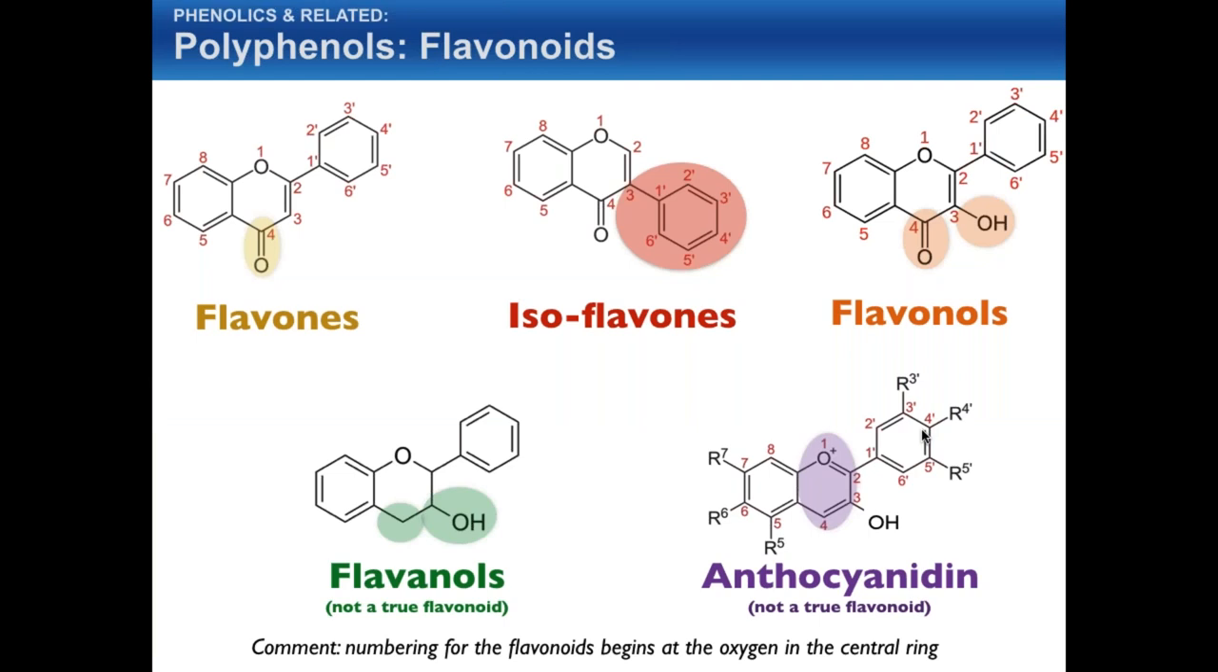Okay. The final group of compounds we're going to talk about in the flavonoids are the anthocyanidins. And again, these aren't true flavonoids. These are related to the flavanols. Now, think about green tea. What color is it? It's not blue or red. You know, it's green, right?